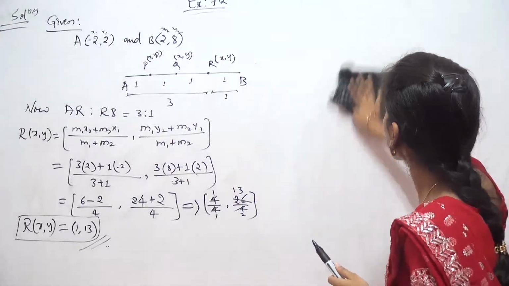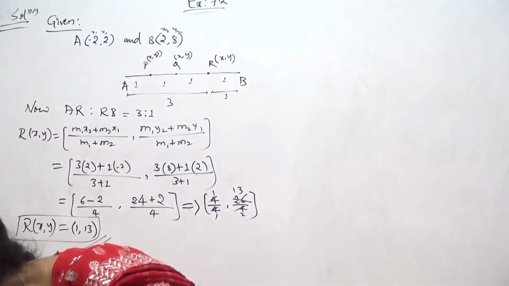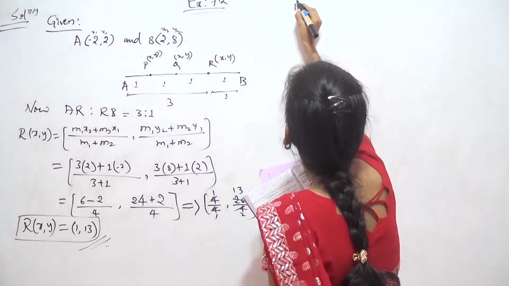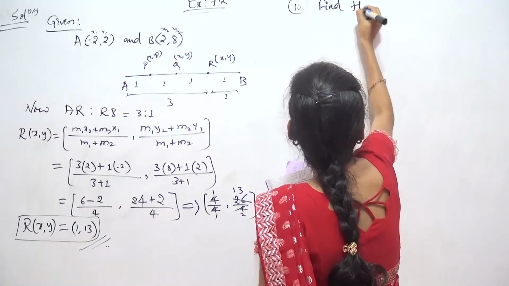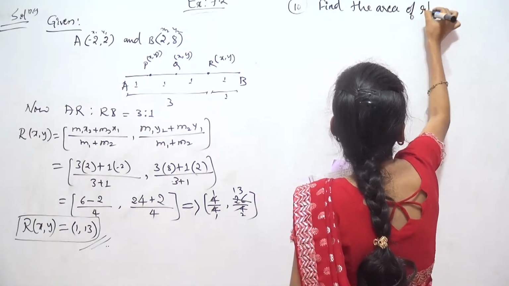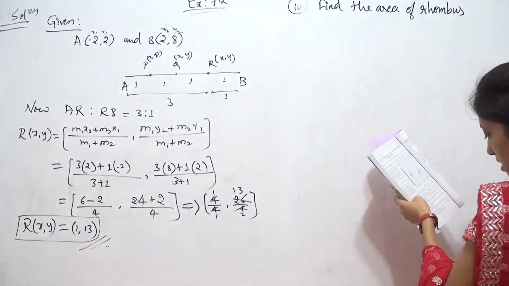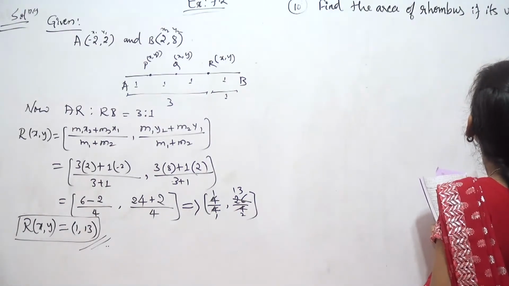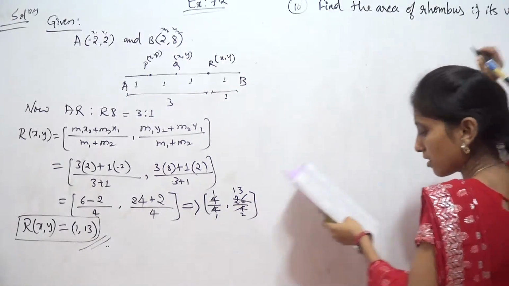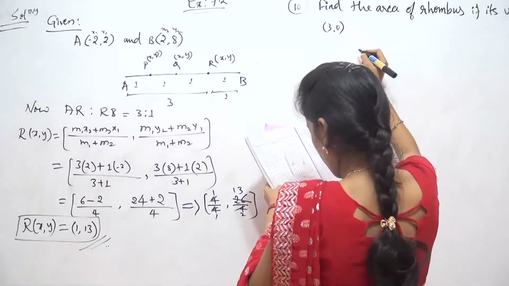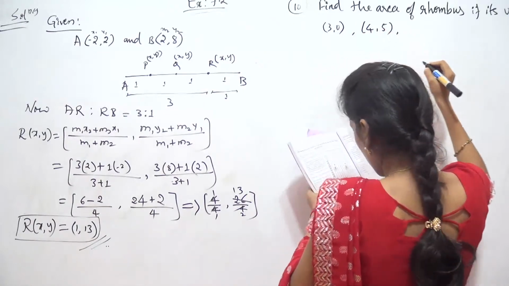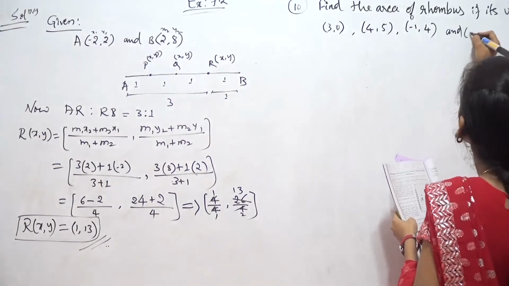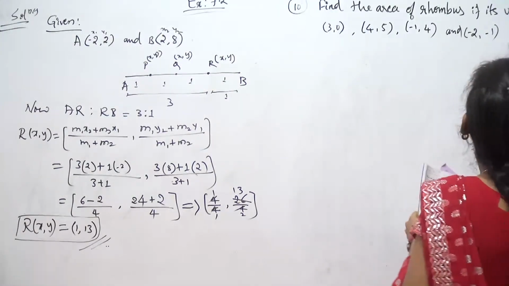We move to the last sum of this exercise. Find the area of rhombus, if its vertices are 3, 0, 4, 5, minus 1, 4, and the last vertex minus 2, minus 1, taken in order.